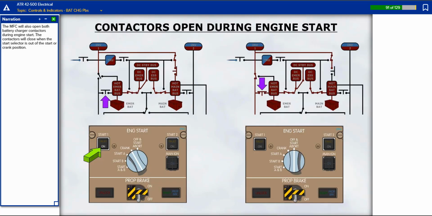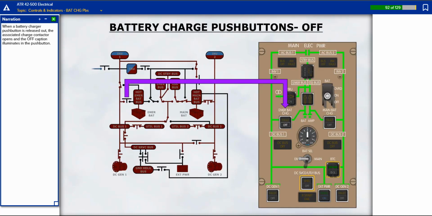The multifunction computer will also open both battery charger contactors during engine start. The contactors will close when the start selector is out of the start or crank position. When a battery charger push button is released out, the associated charge contactor opens and the off caption illuminates in the push button.